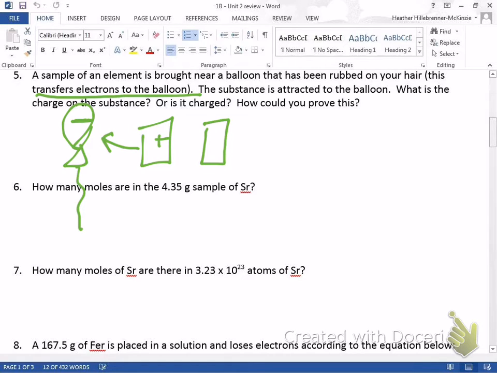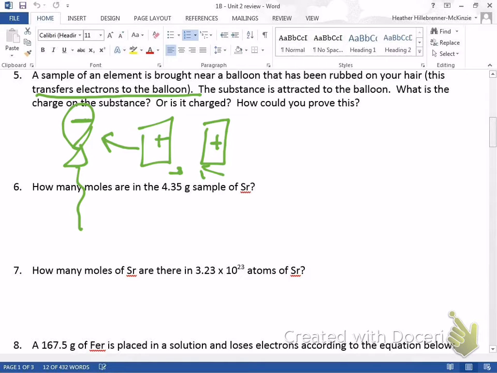Okay, so you said if we want to prove that it's positive, then if I put something up here that was negative and they attracted, so they went together, you would say that what? Could you say it was neutral? I said if we grounded it, though. Yeah, if we grounded it, that would work too.